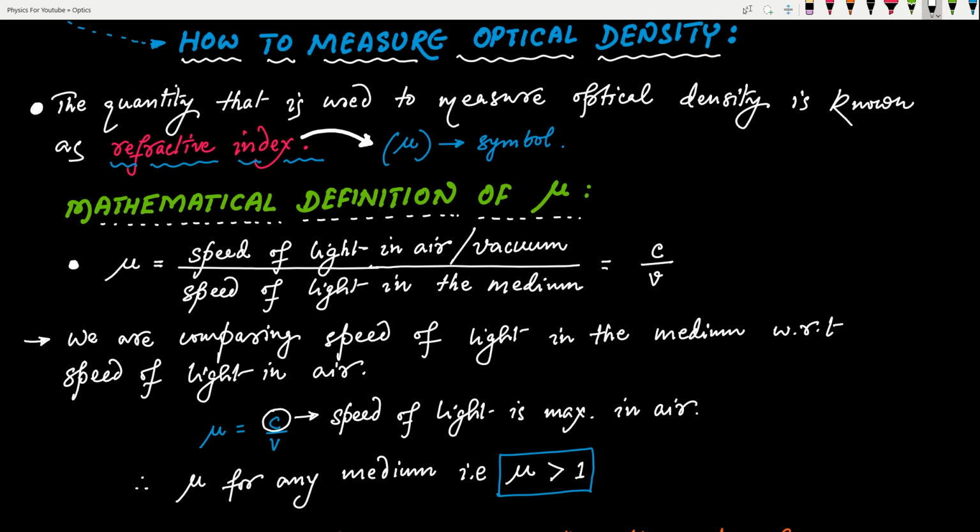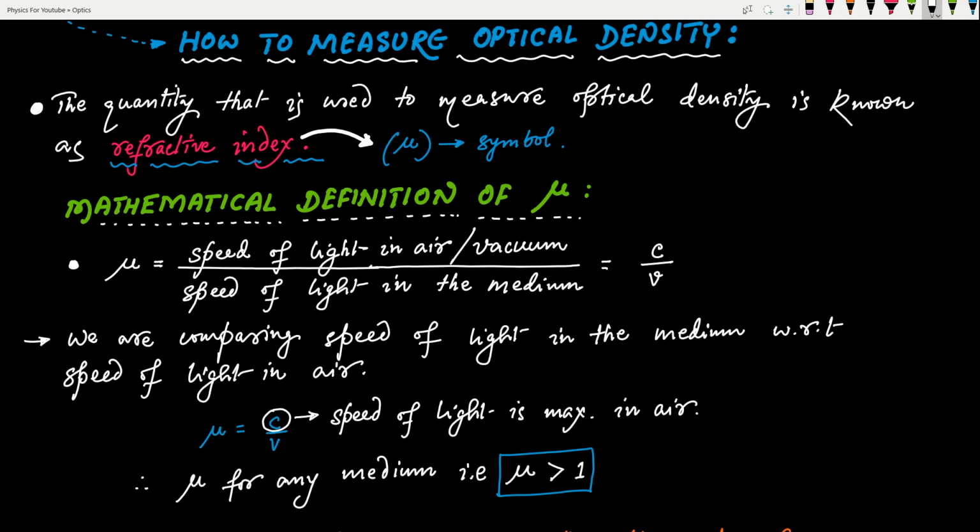Now once you have understood what is optical density, what is an optically denser medium and what is an optically rarer medium, let's understand how to measure optical density. The quantity that is used to measure optical density is known as refractive index, as I've written here, and the symbol for refractive index is mu. So let's understand what is refractive index.